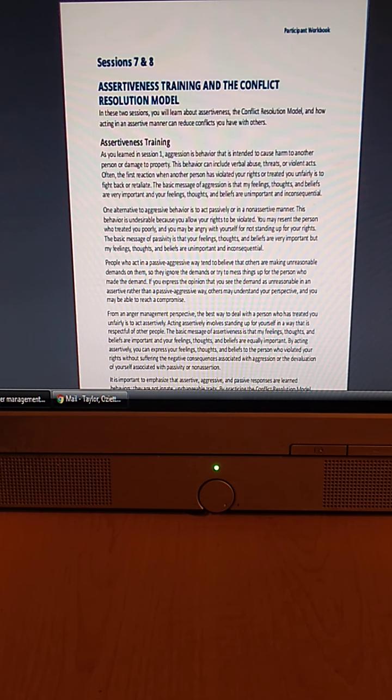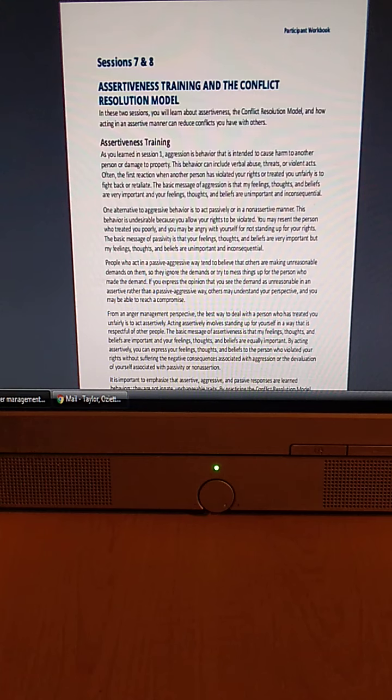Good afternoon, everyone. We are working in our workbook, the Anger Management Workbook, Session 7 and 8, where we will focus our attention on learning about two particular concepts: assertiveness training and the conflict resolution model.